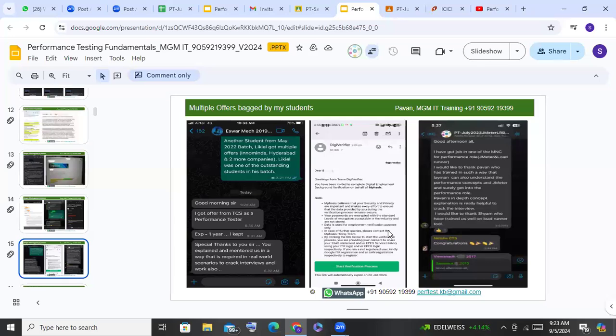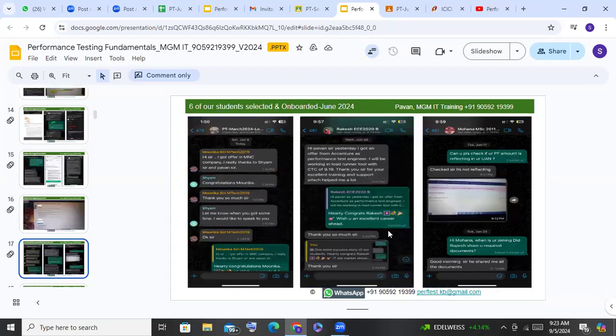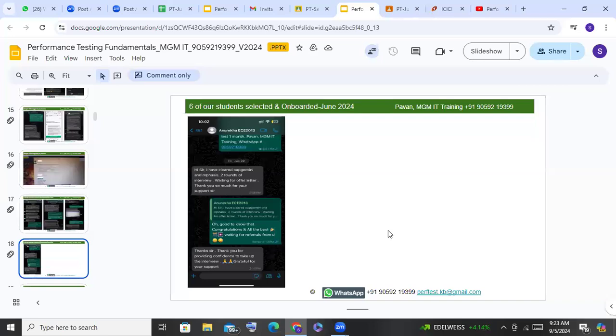And guys, there are a lot of people who, once they complete the course, put in some 2 or 3 years of experience in performance testing, and they've gone into the job, and within 3 or 4 months they were also able to get appreciation from their organizations, because they were doing so good.